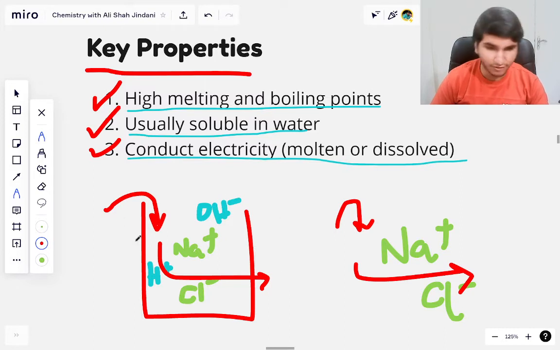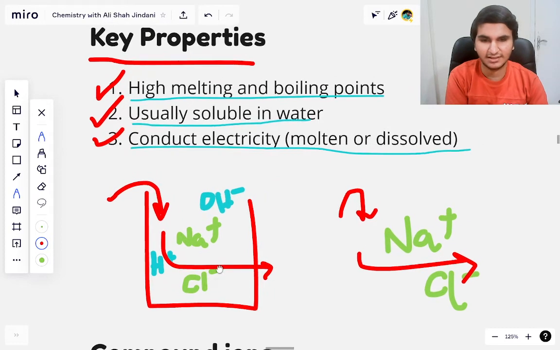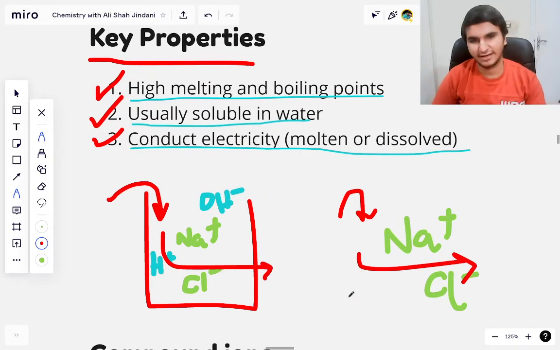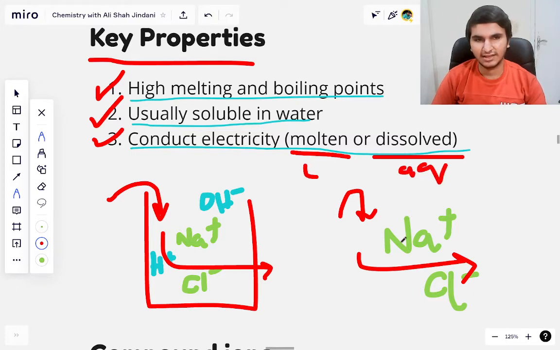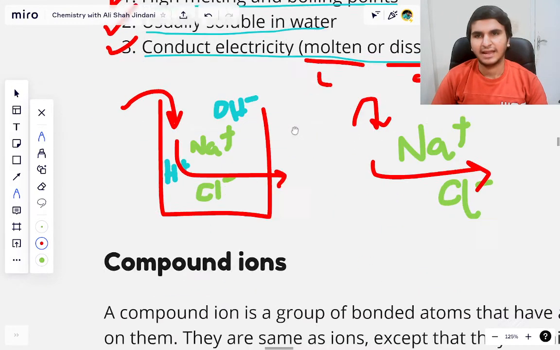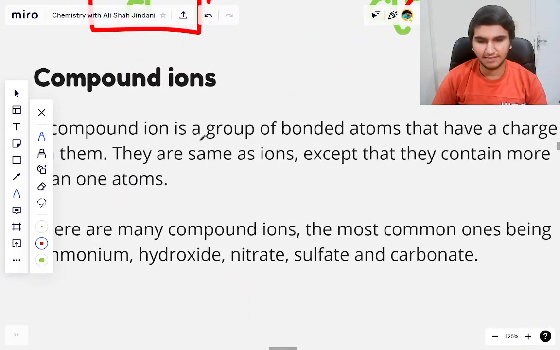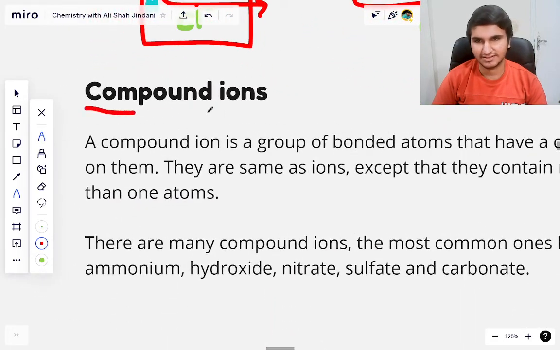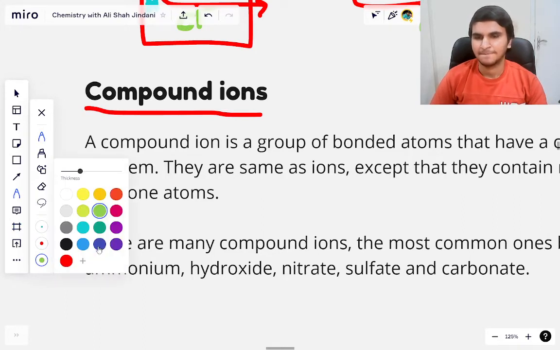But in solid form, they cannot conduct electricity because the ions cannot carry the charges as they are fixed. Electrical charges cannot pass through. So these two states, molten and dissolved, which are also called liquid state or aqueous state, are the states in which they can conduct electricity. And the final topic of ionic compounds is compound ions.